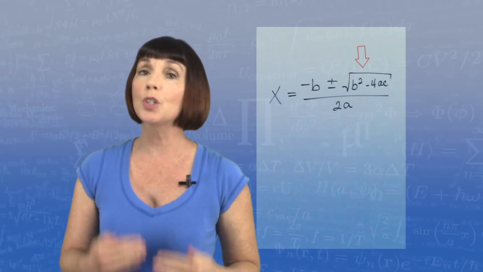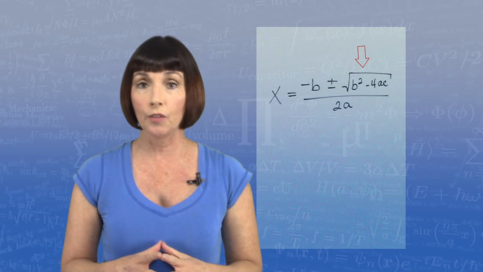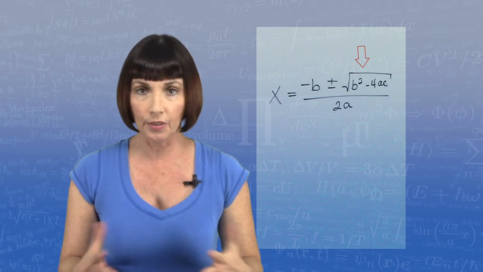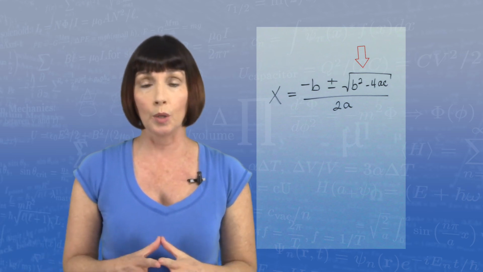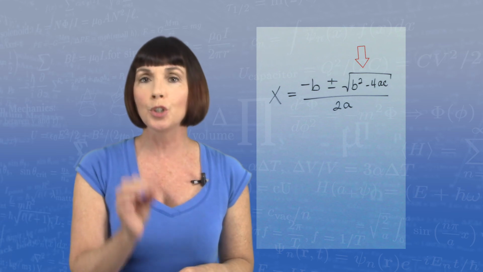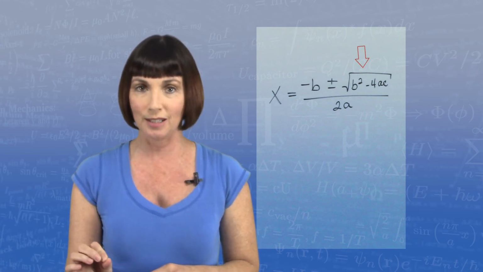Remember, you're taking the square root of the discriminant in the quadratic formula. That's why its sign is so important. If it's greater than 0, then you can take the square root and you get both the plus and the minus. That's what leads to your two distinct real solutions.